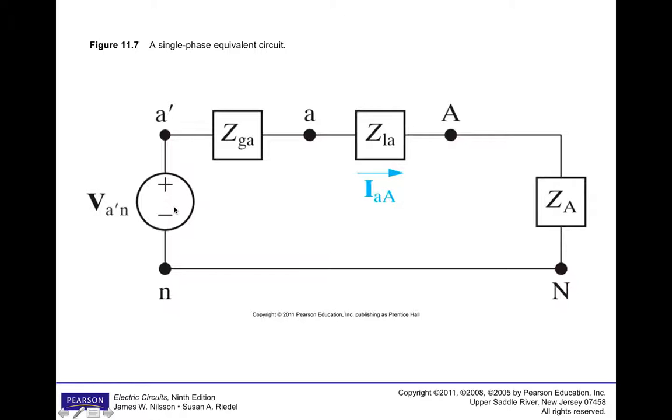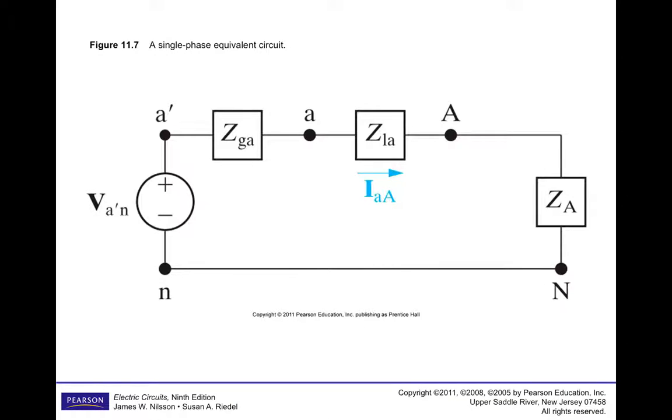So notice that we only have the A prime or the AA part of the transmission line, we have the A part of the load, we have the A part of the generator. And each impedance, the generator impedance, the line impedance, and load impedance, they're all modeled here in this single phase equivalent circuit, and the neutral wire is also modeled.